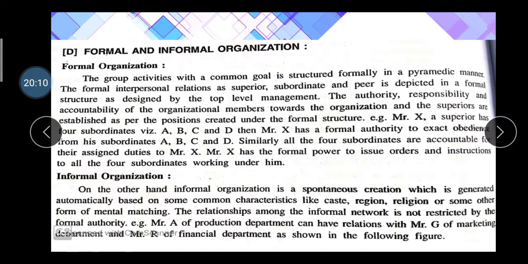Then informal organization. On the other hand, informal organization is a spontaneous creation which is generated automatically based on some common characteristics like caste, region, religion, or other forms like mental matching. The relation among the informal network is not restricted by formal authority. Here one example is given: Mr. A of the production department can have a relation with Mr. G of the marketing department and Mr. R of the finance department. It is shown in one figure here.